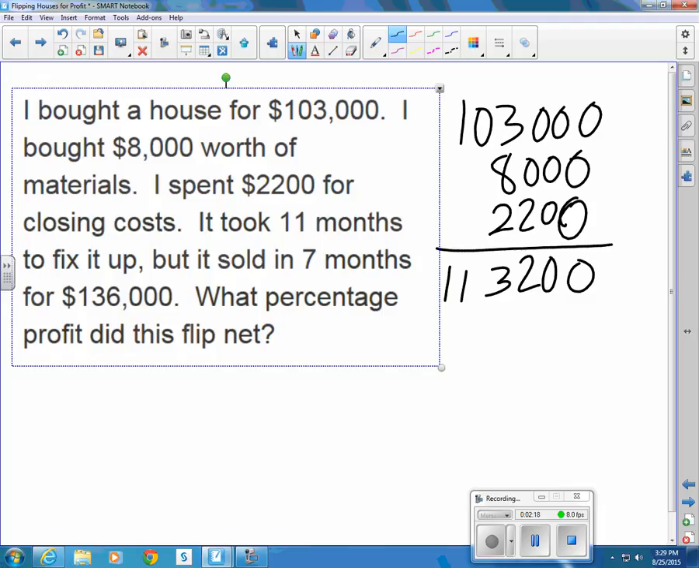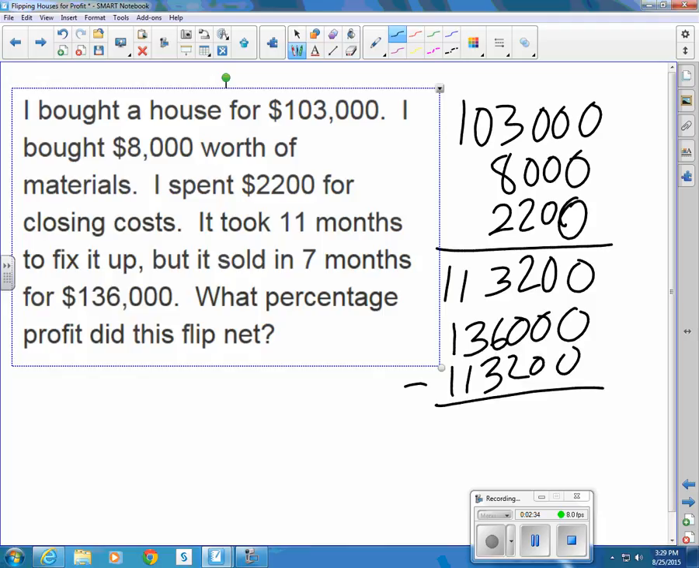And so let's see what our profit was. Our profit would be the $136,000. Subtract our $113,200. And that gives us $22,800.